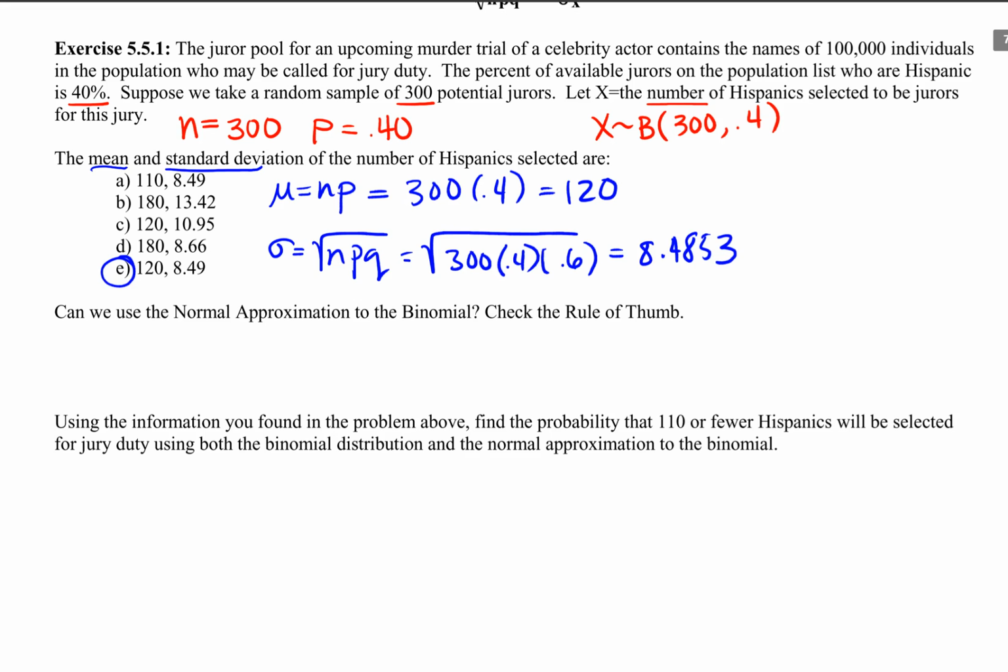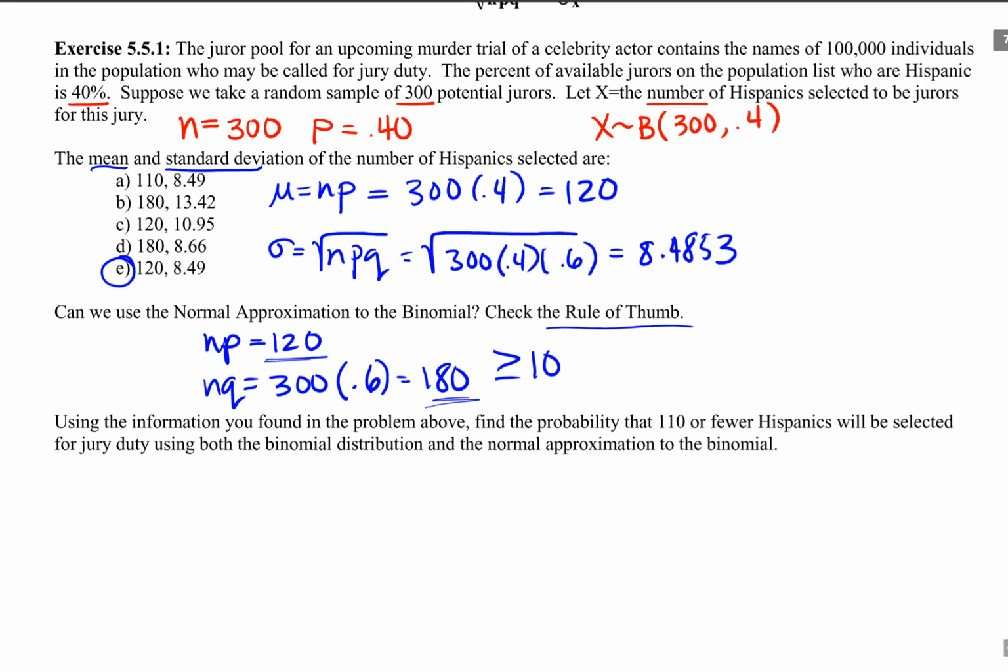Now, the first question you should ask yourself before you do this is, am I allowed to do it? Because a lot of times students will use this when it's not allowed. So in order to do this, we have to check the rule of thumb. Is our n sufficiently large? Now, 300 is most likely large enough, but we've got to check just in case. Our np we already have is 120. nq is just 300 times our probability of failure, which is 60%. That's 180. So if 120 people in our pool are Hispanic, then 180 will not be Hispanic. Both of these are way bigger than 10, so we have our rule of thumb. We're going to be able to use the normal approximation.